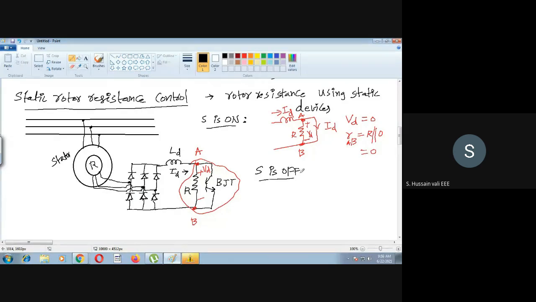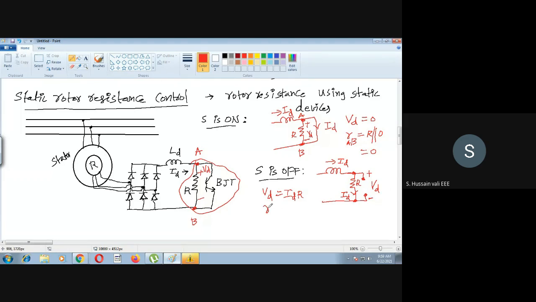Now the second case, S is off. What does the circuit diagram look like now? The inductor is there, then the resistor is there, then this is now open. This is ID. So the entire ID this time will flow through R. Then what is VD this time? VD is equal to ID into R, because the entire current flows through the resistance and the voltage here is VD. So VD is equal to ID into R.